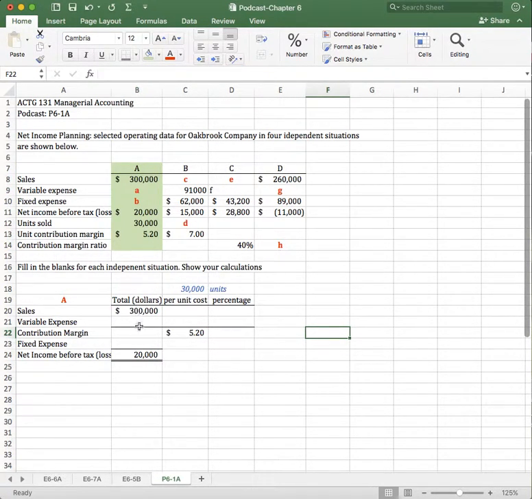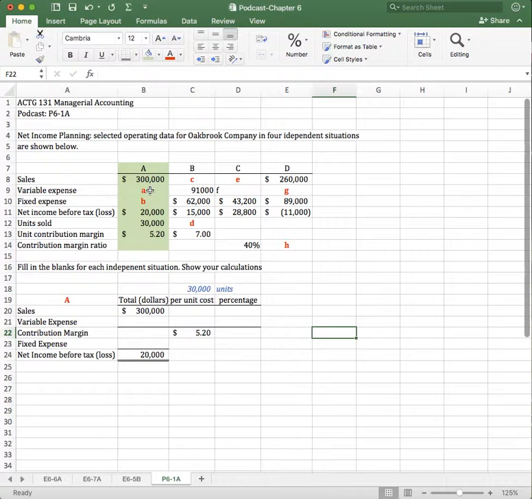Okay, so I've put in the information, sales, 300,000. The contribution margin per unit cost is $5.20. $20,000 is the net income before tax. And we're asked to solve for variable expense and fixed expense, and the unit is 30,000 units. So where do we start?